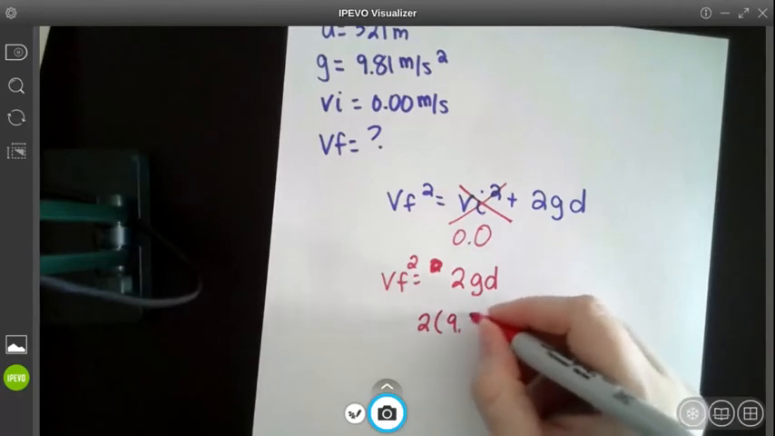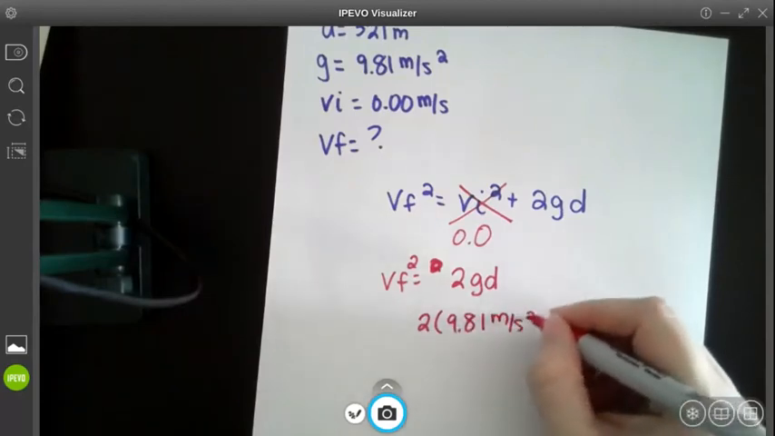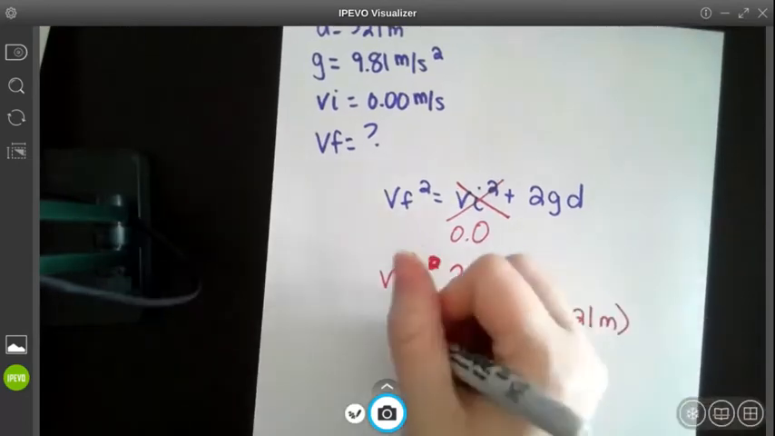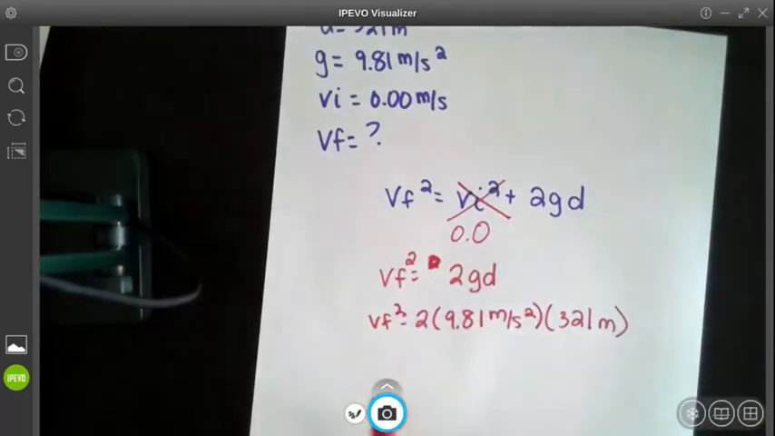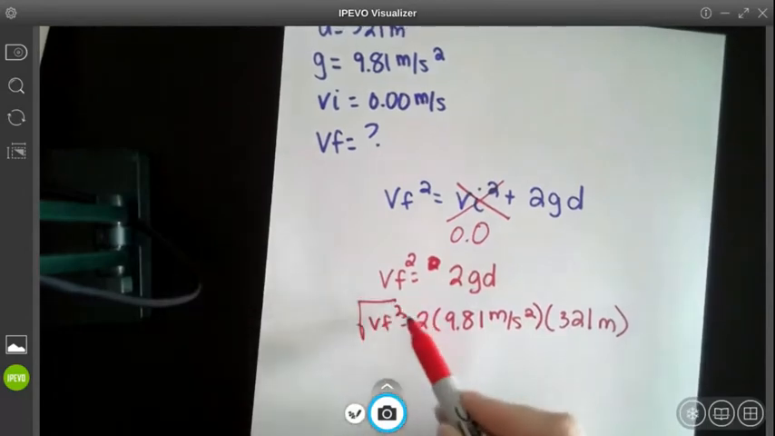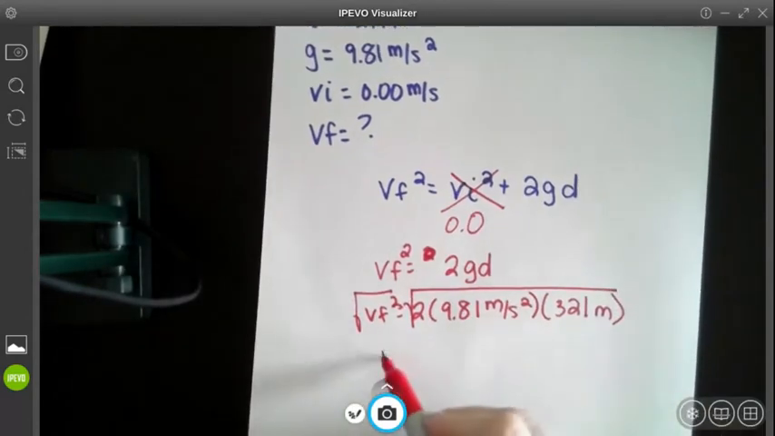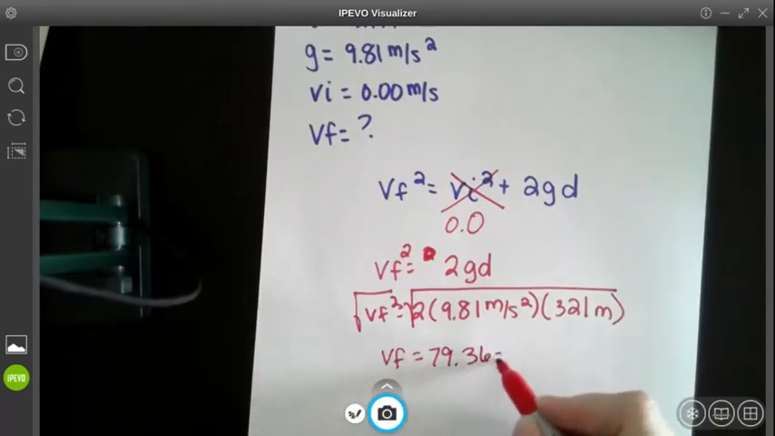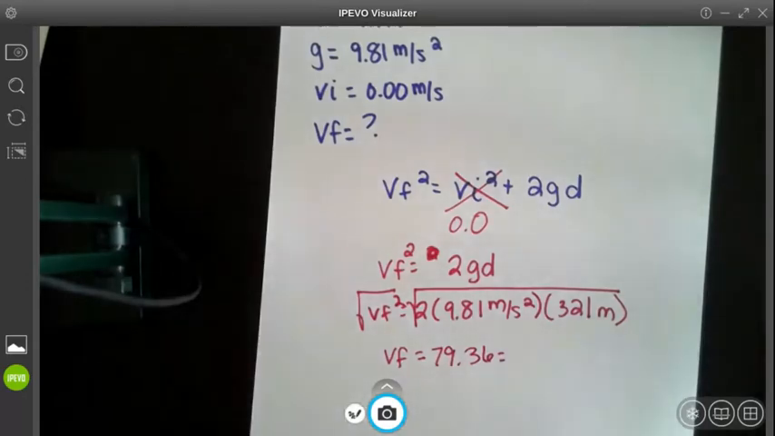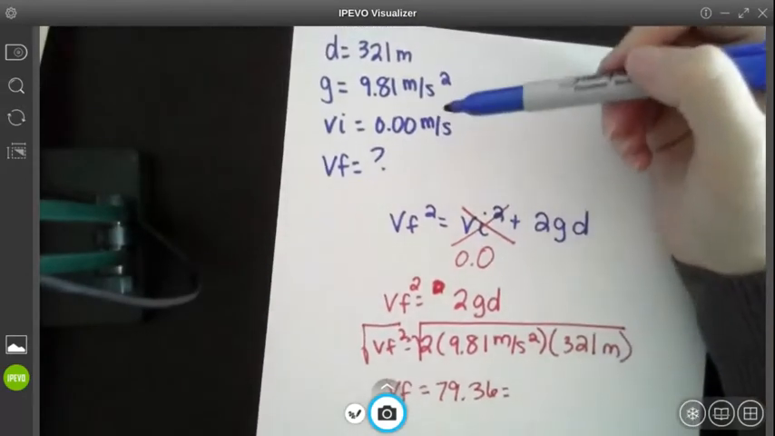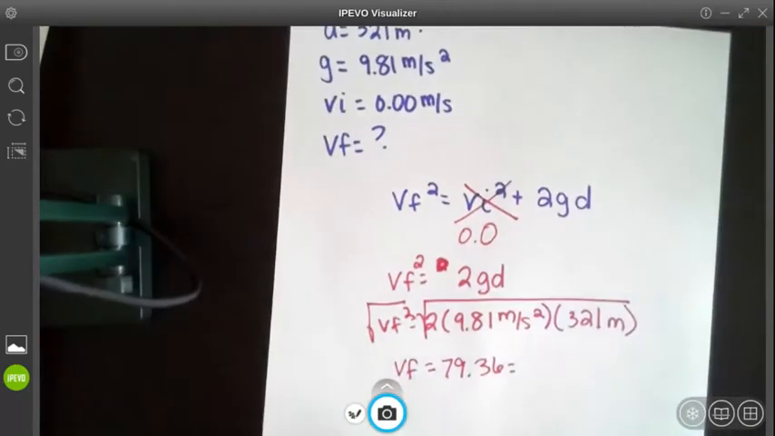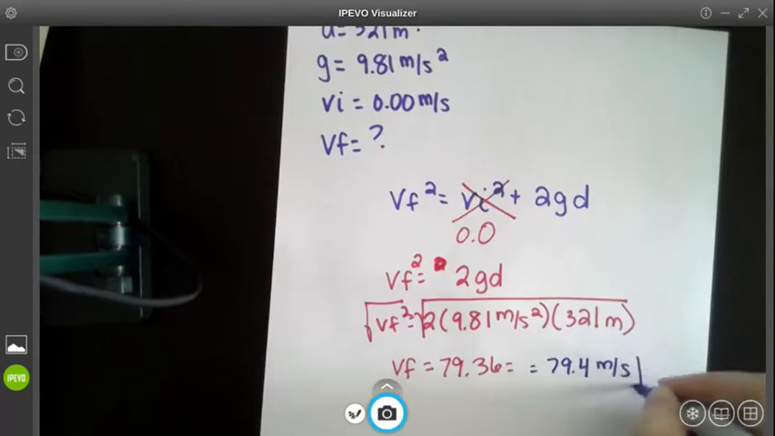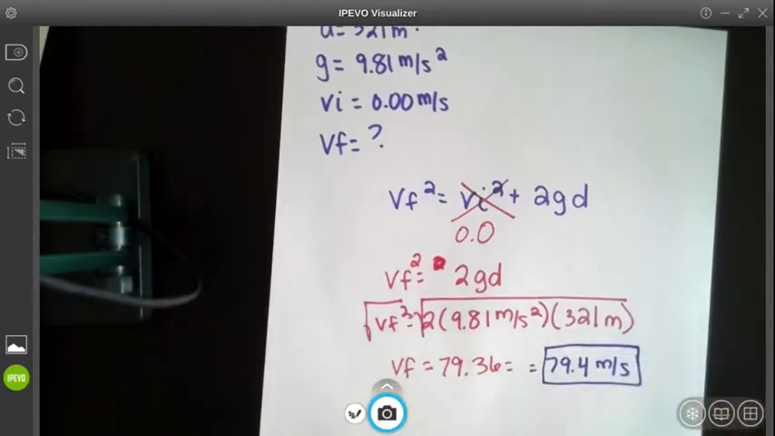So now what I'm going to do is plug in my numbers. So 2 times 9.81 meters per second squared and 321 meters. After I do that problem, I'm going to take the square root of both sides. And my final answer is actually 79.36. But we need to remember sig figs, so there's 3 here, 3 here. So my answer needs 3, so it's going to be 79.4 meters per second. So that's our first problem.